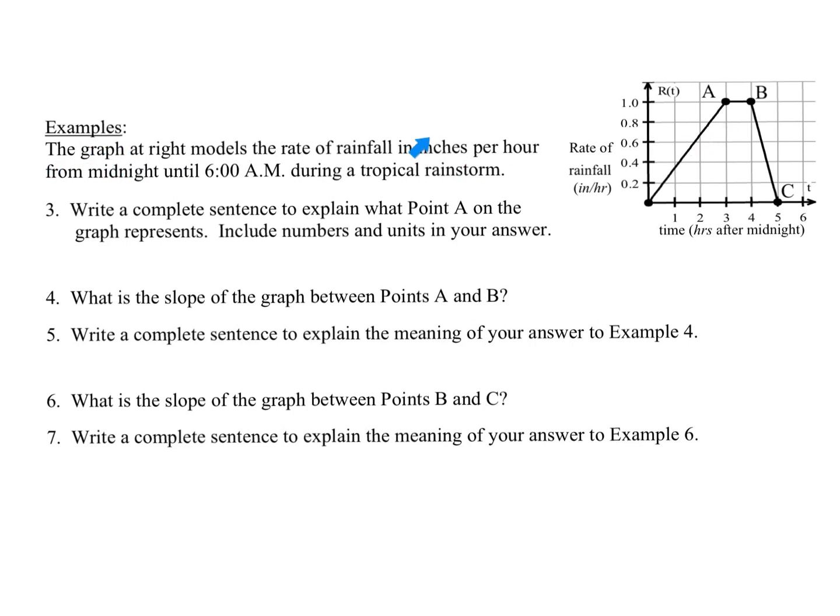Okay, this graph represents the rate of rainfall in inches per hour from midnight to 6 a.m. during a tropical rainstorm. It's almost like this was... Did it rain more? It did. It rained a lot at night for Adalia, didn't it? Yeah. This could have been us. It rained during the day, but in the middle of the night.